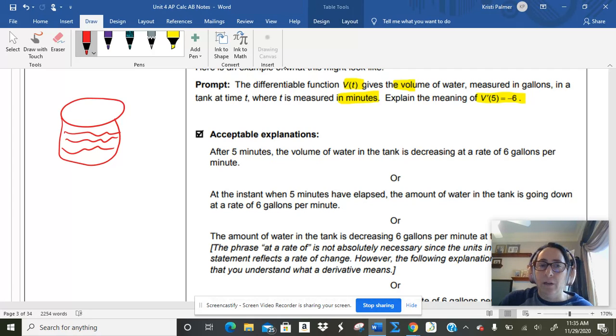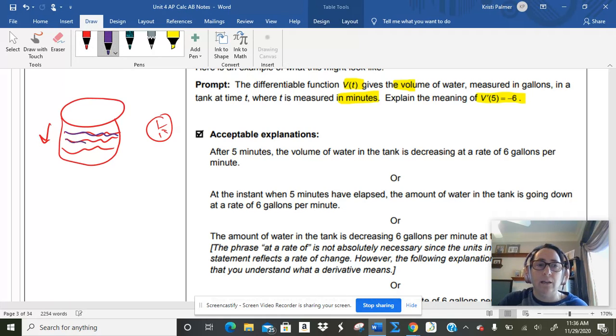And we're calculating the time as it's moving in minutes. And I want to know what this V prime of 5 equals -6 is. So if I have a negative, what's that water having to do? Is it increasing or decreasing if that derivative is a negative? Well, again, that's giving me a direction here. That is decreasing. The water is going down.